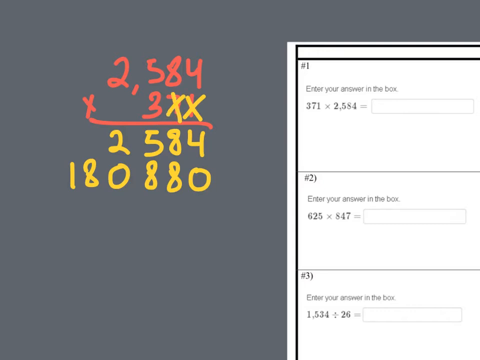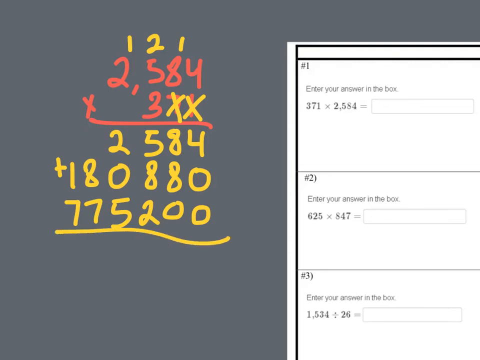Cross out your second digit. Now you add 2 zeros because now you're in the hundreds place. 3 times 4 is 12. Carry the 1. 3 times 8 is 24. Add 1 makes 25. 3 times 5 is 15. Add 2 makes 17. Carry the 1. 3 times 2 is 6. Add 1 makes 7. Those are called our partial products.